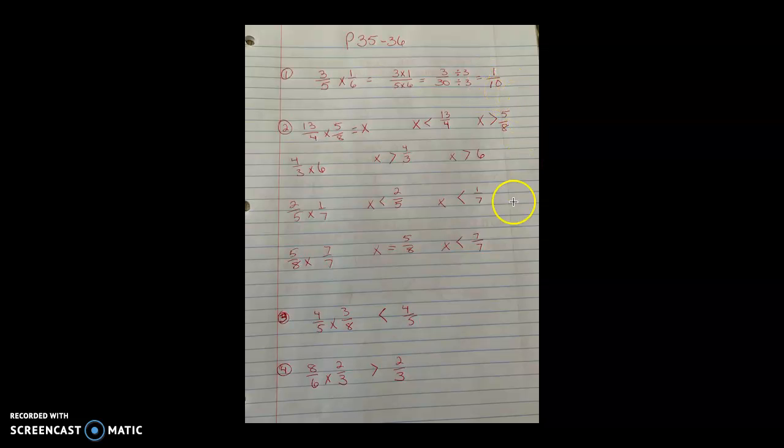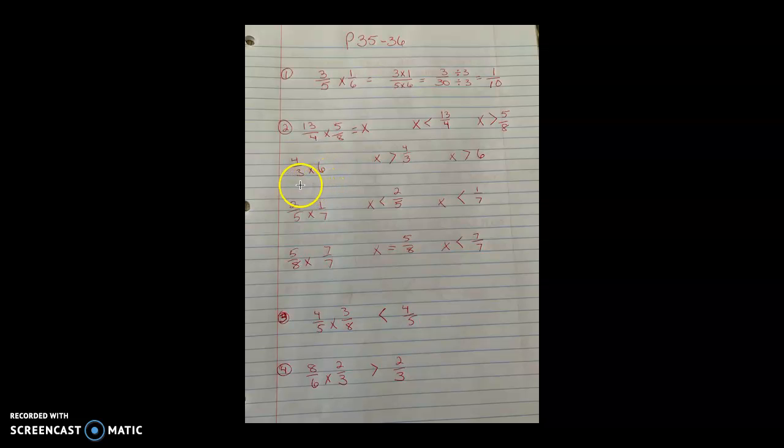Now on question number 2, when you look at 13 over 4, notice this is greater than 1 because 13 is bigger than 4. Because I'm multiplying by a number that's greater than 1, my answer is going to be larger than 5/8. So that's why it's greater than 5/8. But when I go the opposite way, I'm multiplying by 5/8, and 5/8 is smaller than 1 whole. So when I multiply by 5/8, my answer is going to be smaller than 13 over 4.